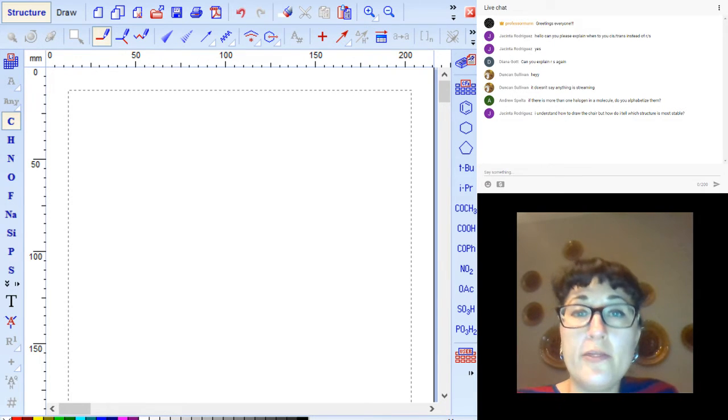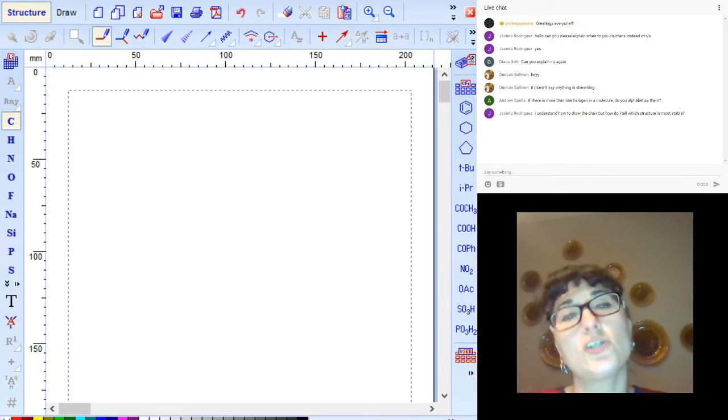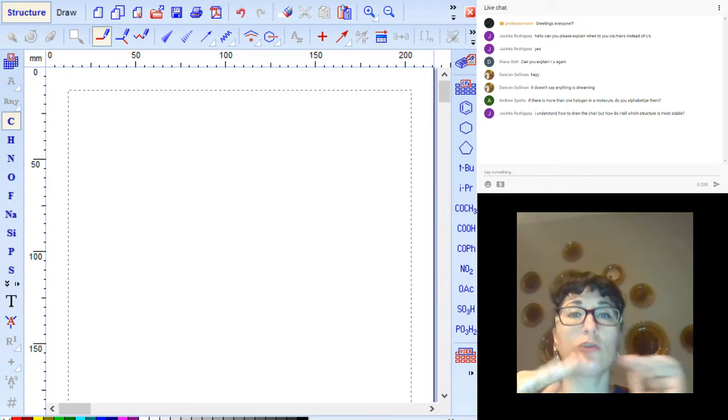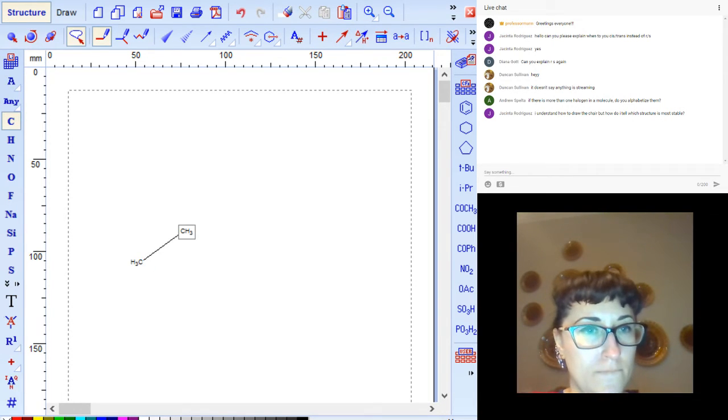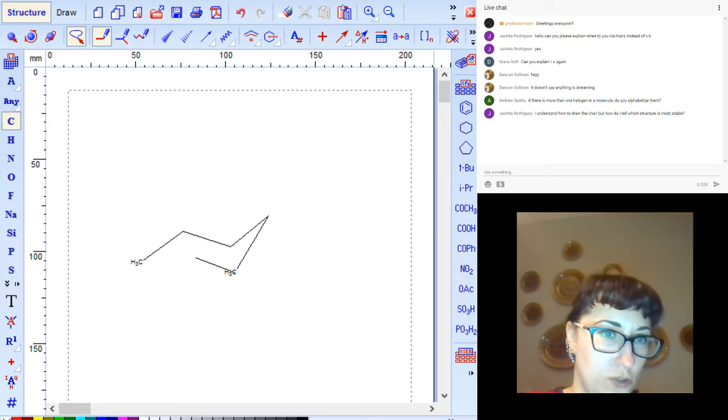Jacinta, look at the 1,3 diaxial interaction section of your notes. If you have 1,3 diaxial interactions, those are causing too much steric strain, and those are going to be less stable than if you have fewer 1,3 diaxial interactions. See if I can do a really good chair on here.